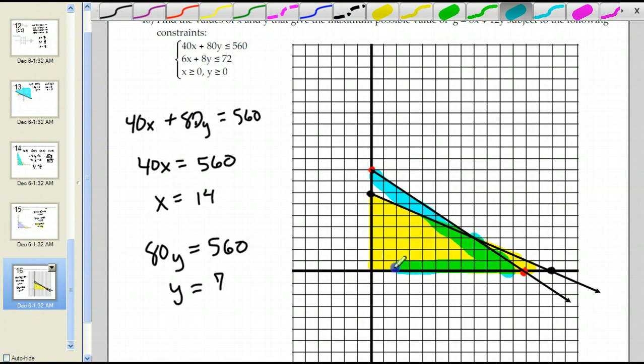Alright, and notice I've got a green region again, just like I did last time. So we're after the green region, and we really want the boundaries of that green region. So that's the origin, that's the y-intercept of that line, the intersection of the two lines, and the x-intercept of this line. This line right here is the 6x plus 8y equals 72, and this other line right here is the 40x plus 80y equals 560.